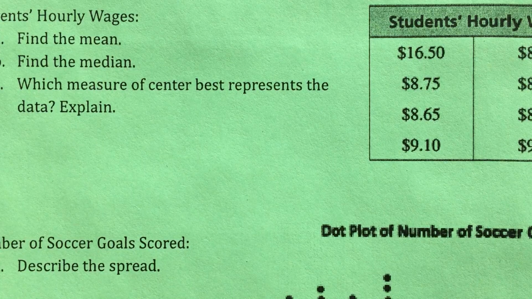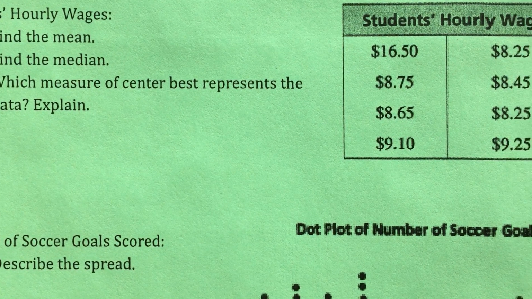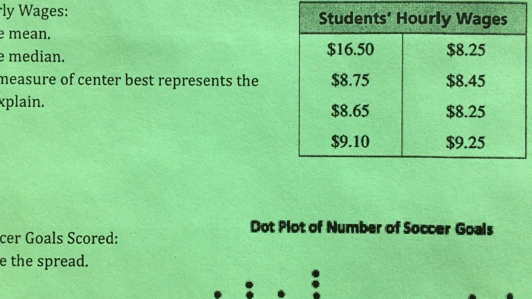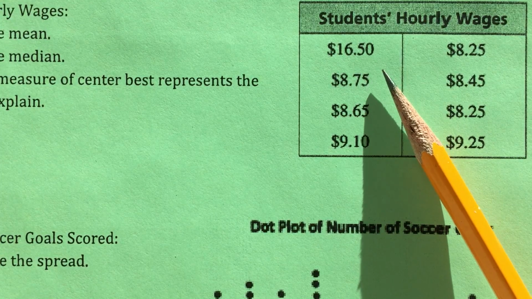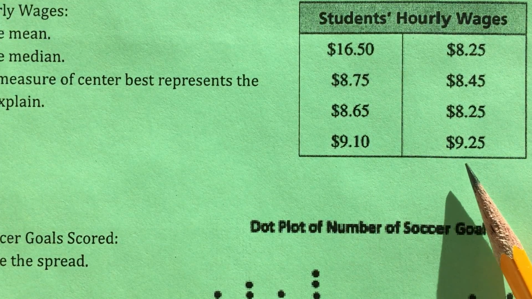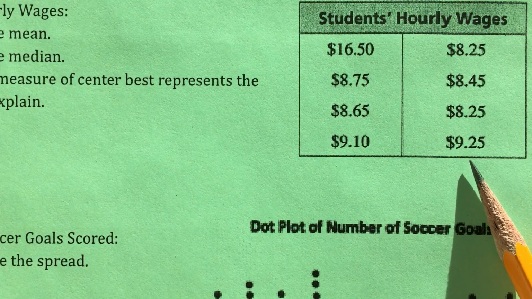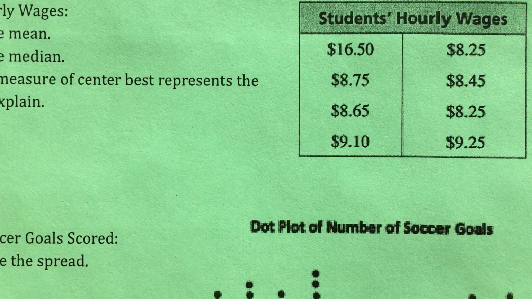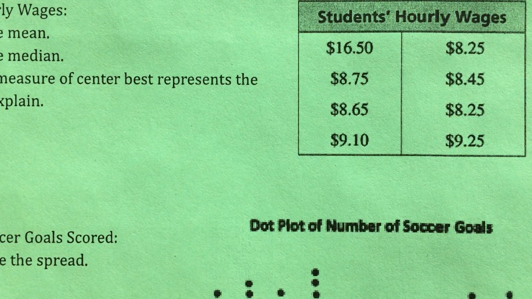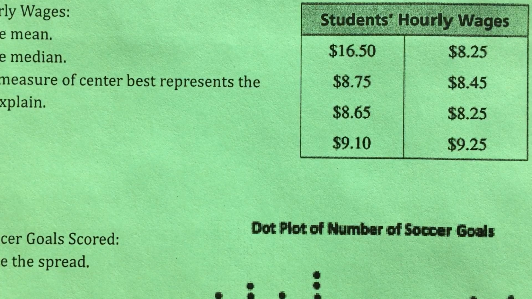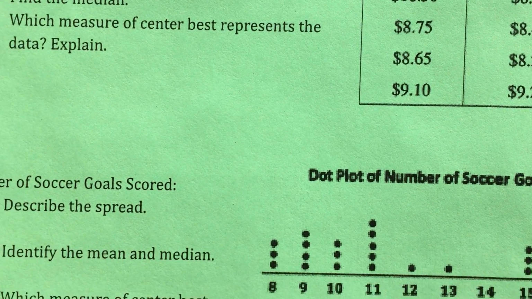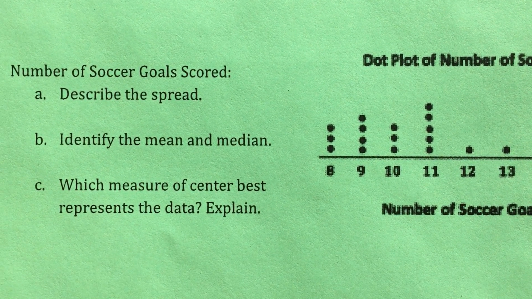Which one is the best to represent the data? Well, as you can see, there's an outlier right here. There's a value at 1650 compared to all the rest that are around 8 and up to 9. So in this case, the median is the best way to find the center of the data because it excludes the outlier.